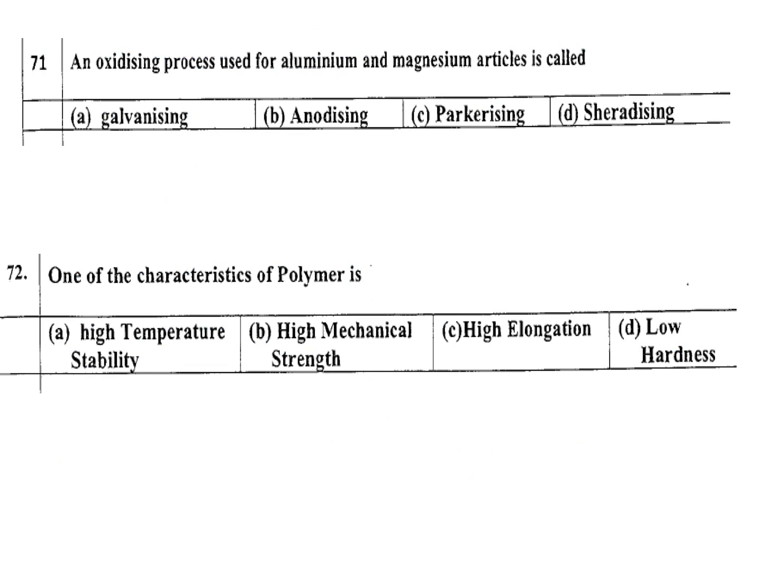Next question. An oxidizing process used for aluminum and magnesium articles is called, a repeating question already discussed in my previous video. A. Galvanizing. B. Anodizing. C. Parkerizing. D. Ceradizing. Its answer is anodizing.